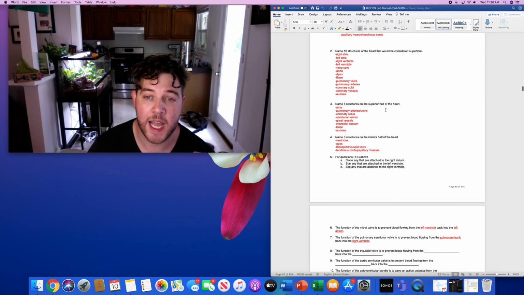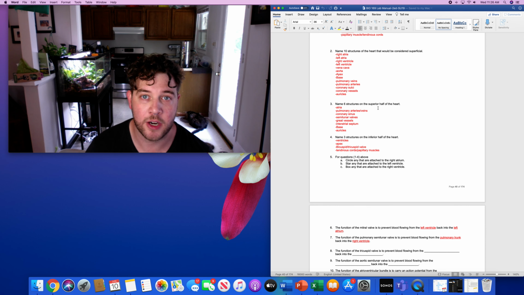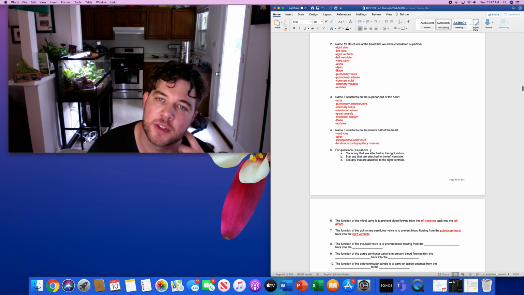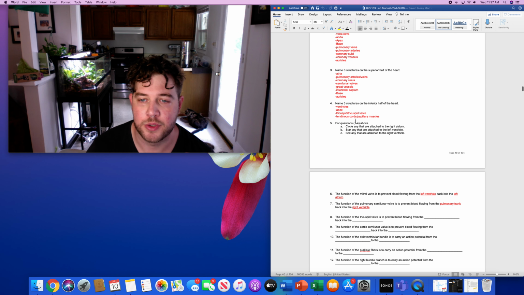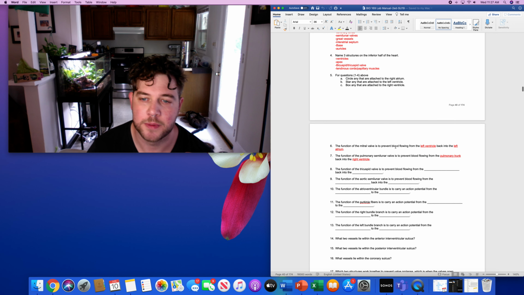On the superior half, you have your atria. Those are the big ones that you should definitely have. Pulmonary arteries and veins, coronary sinus, semilunar valves, great vessels, interatrial septa, the base, and the auricles. Remember, the base, again, is superior, not inferior. Inferior, you have your apex, your ventricles, bicuspid, tricuspid valves, and tendinous cords, papillary muscles. I'll let you do the circle star box thing if you want to.